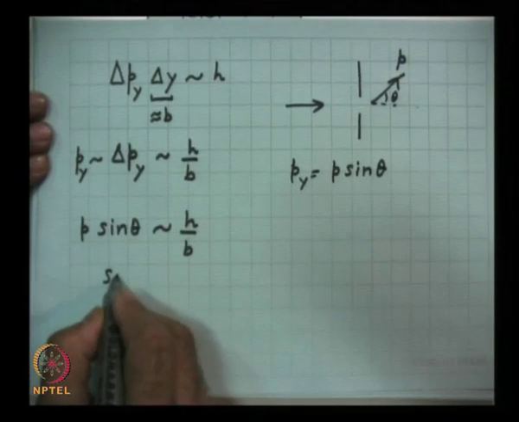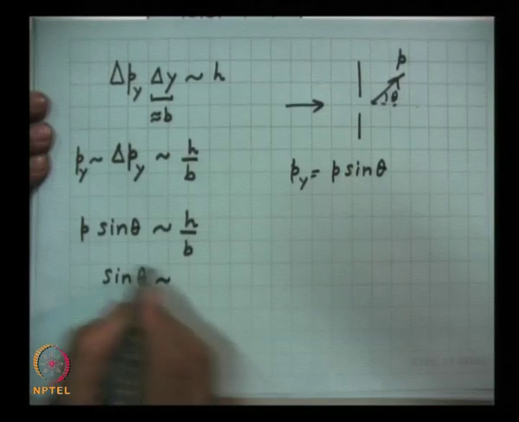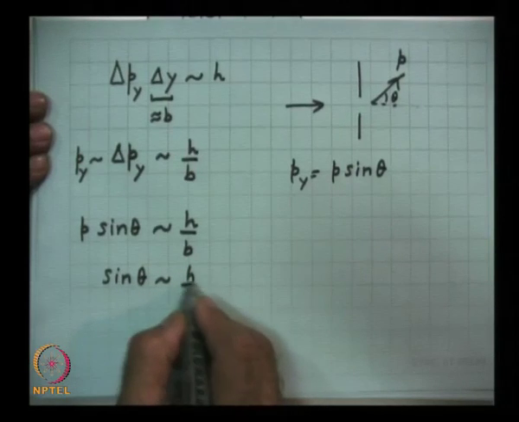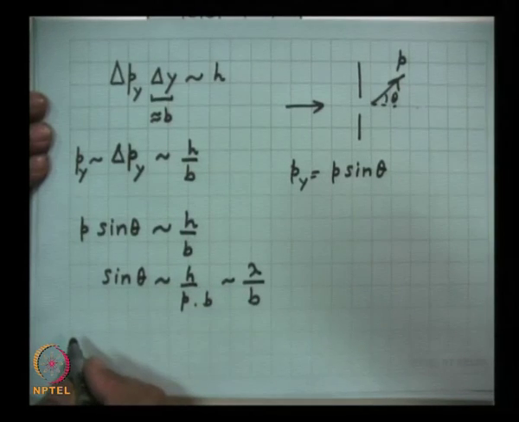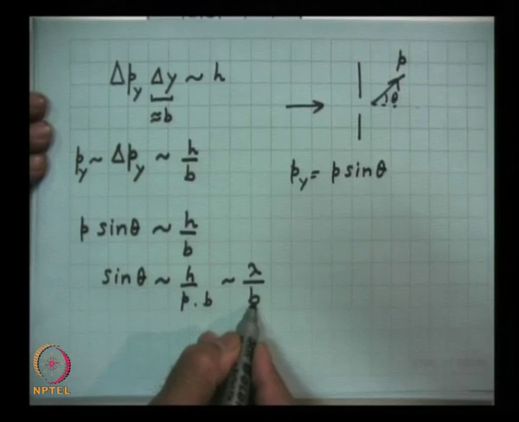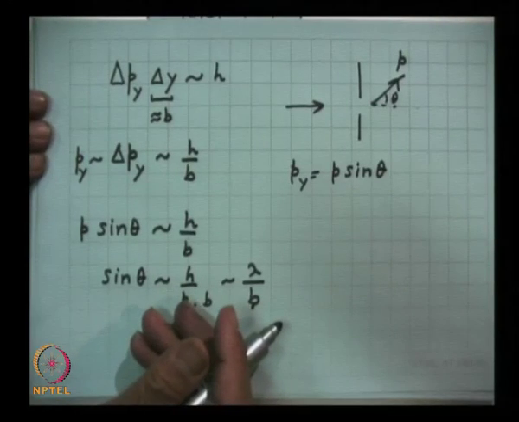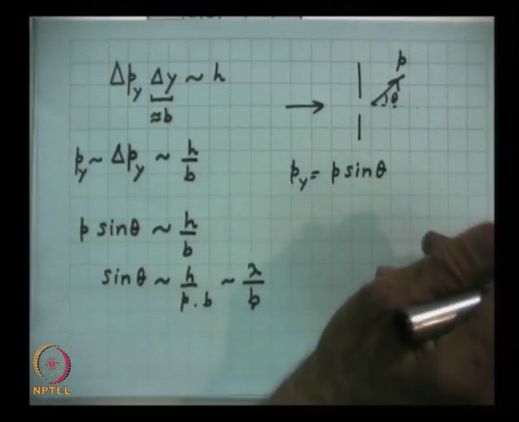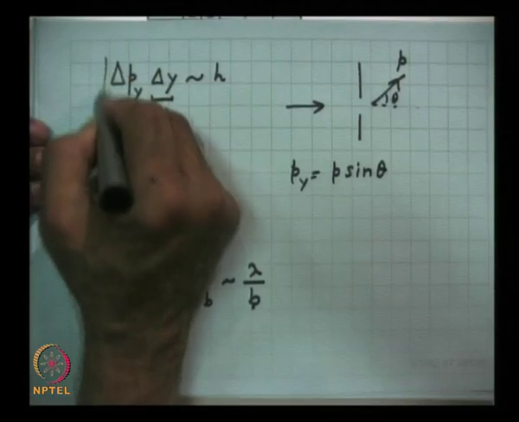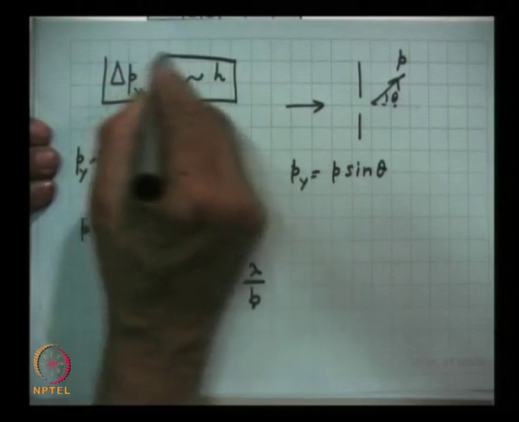So, sin theta will be of the order of h by p into b. H by p is the de Broglie wavelength. So, lambda by b. So, smaller the value of b, greater will be the diffraction, and therefore, that is consistent. Smaller the value of b, greater will be the momentum imparted in the y direction. So, all our results are consistent with the uncertainty relation.